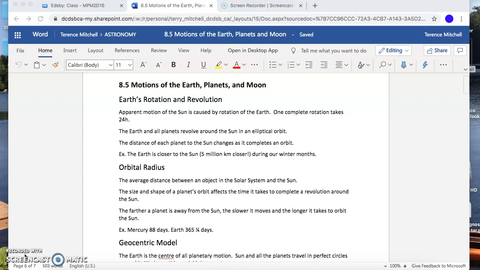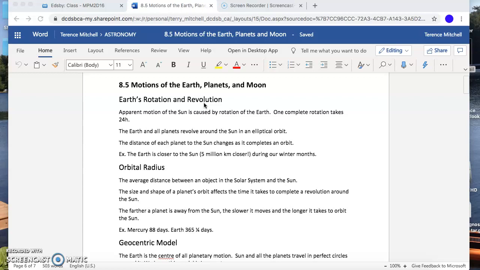So today we're going to be looking at motions. The Earth has two different motions. It rotates, it spins on an axis. You can imagine a big rod being stuck through the Earth from North Pole to South Pole and the Earth spinning on it. That rotation takes 24 hours, one day. We also revolve around the sun. This is where the Earth follows an orbit around the sun, and our orbit takes 365 and a quarter days.